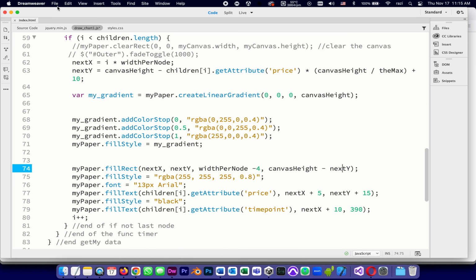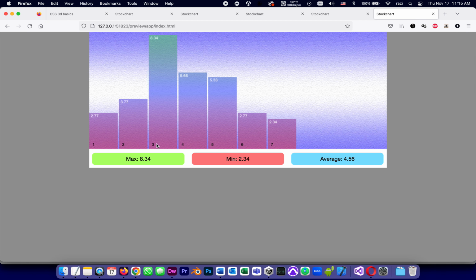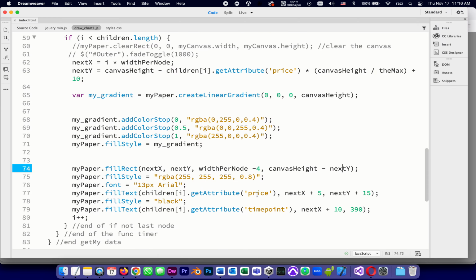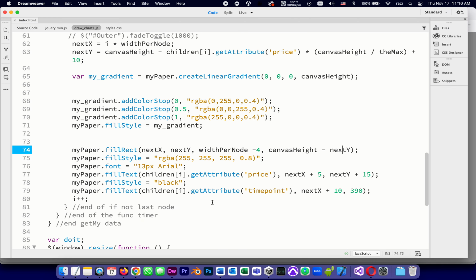It means that the height of that rectangle, let's see an example. Let's do a save. Let's look at the highest one. This one is only 10 pixels away from the top of the canvas. So is its height going to be 10 pixels? No, it's going to be the whole canvas minus 10 pixels, which is what it says here. And that is really it. Everything else is absolutely the same.